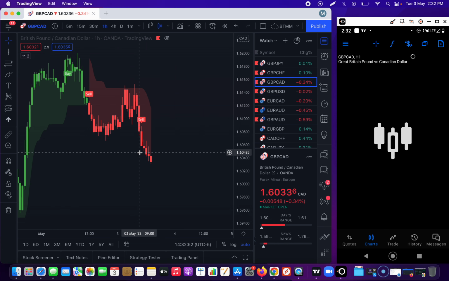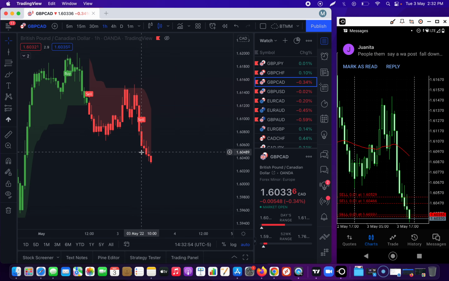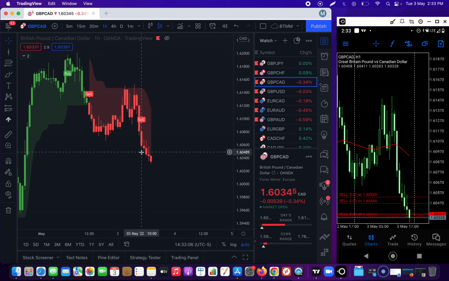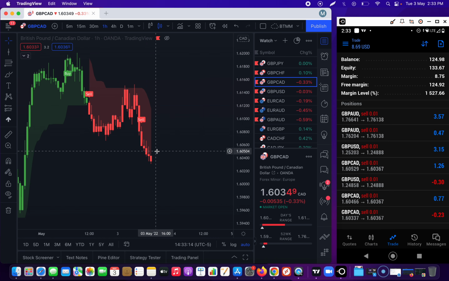Let me go to the 1 hour chart, just to show you that I've been in these particular trades for the past 4 or 5 hours. And the last one I have is the GBP USD trade.